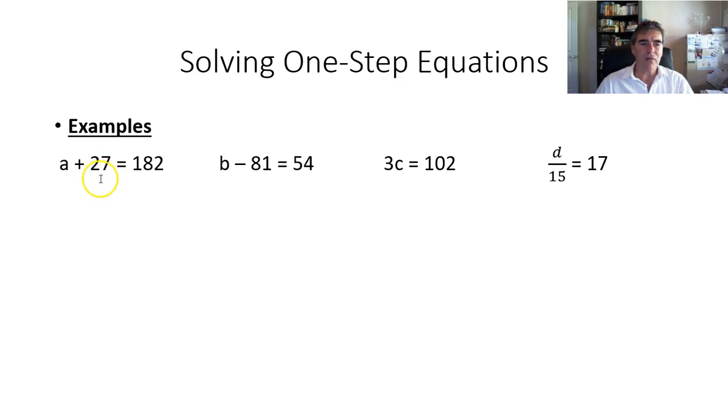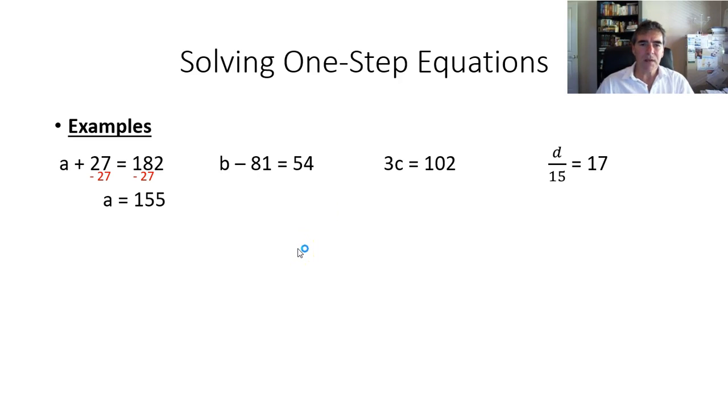The inverse of add 27 is to subtract 27 from both sides. Do the same to both sides. They eliminate, just leaves me with the A. And 182 minus 27 will give us 155. So our A value is 155, because we've eliminated 27 or subtracted 27 from both sides, and that just leaves me with the A value by itself, which is what we're trying to do.